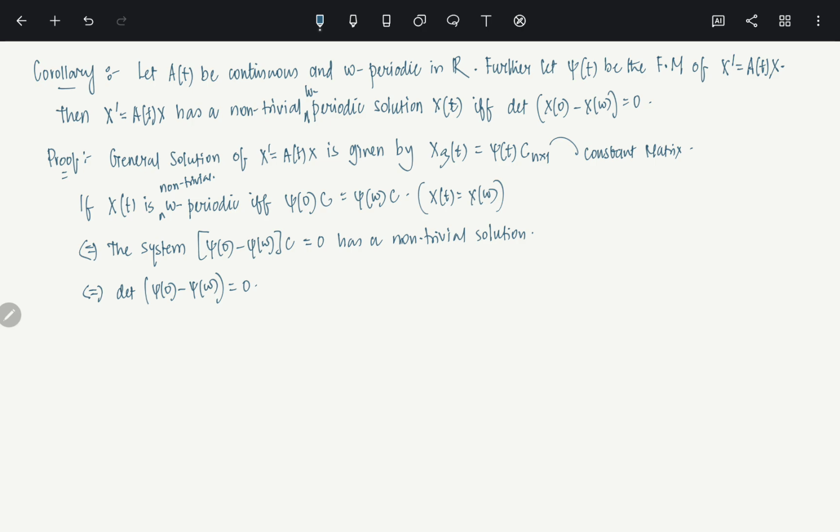We proved that, please remember this, this is for a homogeneous problem. The homogeneous system admits a non-trivial W periodic solution x(t) if and only if the determinant of x(0) minus x(w) is going to be 0. I hope this is clear to you.